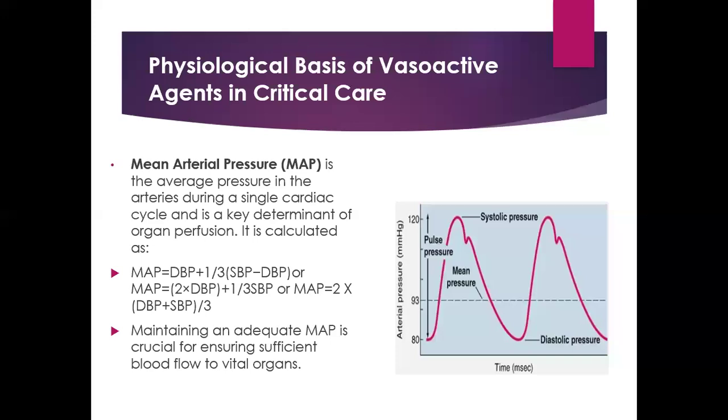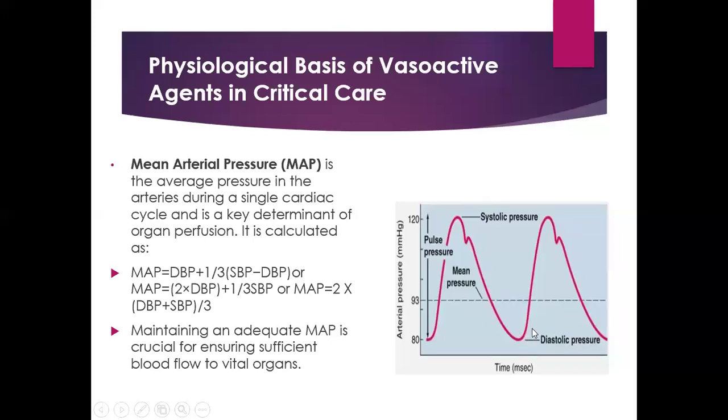So we need to look at the mean arterial pressure, which refers to the average pressure, all right, in the arteries during a single cardiac cycle. Now, if you look, this is the systolic blood pressure with the dicrotic notch.